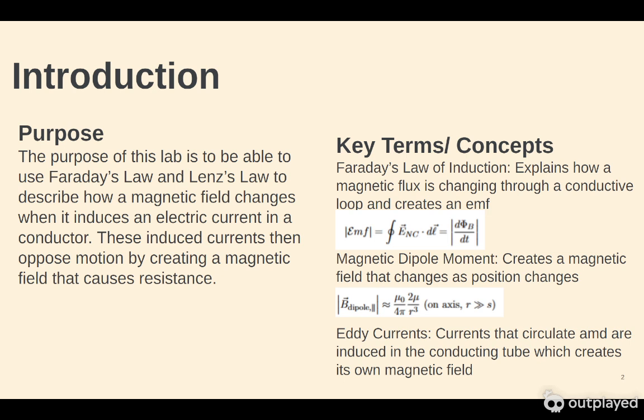Some key terms and concepts. We have Faraday's law of induction, which explains how a changing magnetic flux through a conductive loop creates an EMF. We have the magnetic dipole moment, which creates a magnetic field that changes as position changes. And then we also have eddy currents, which are currents that circulate and are induced in the conducting tube, which creates its own magnetic field.